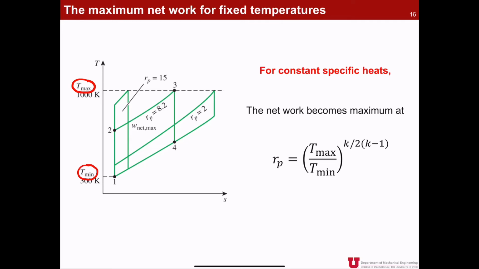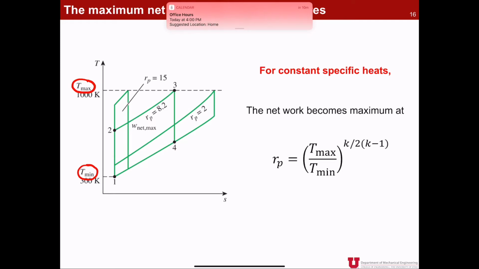And now with those two design restrictions, let's try to increase the pressure ratio from very low pressure ratio to very high pressure ratio. And when you think about very low pressure ratio, for example, pressure ratio at 2, then you can easily imagine that the TS diagram would be very shallow rectangle kind of shape.